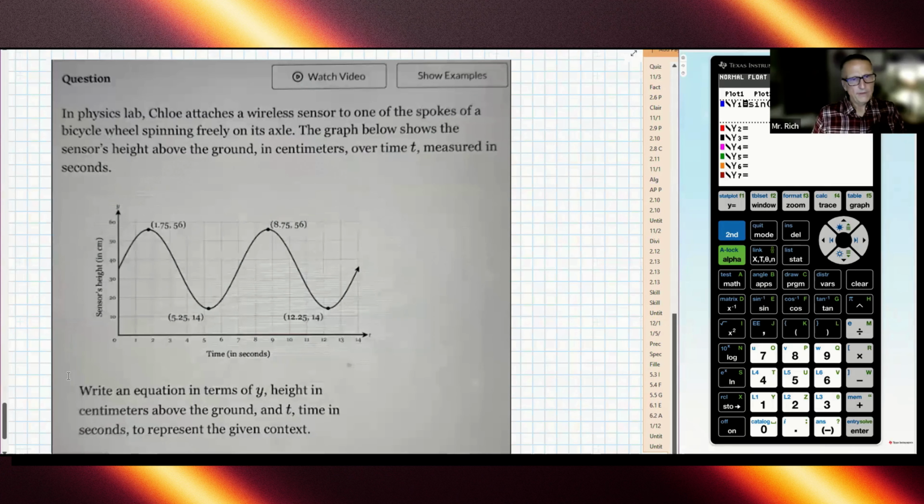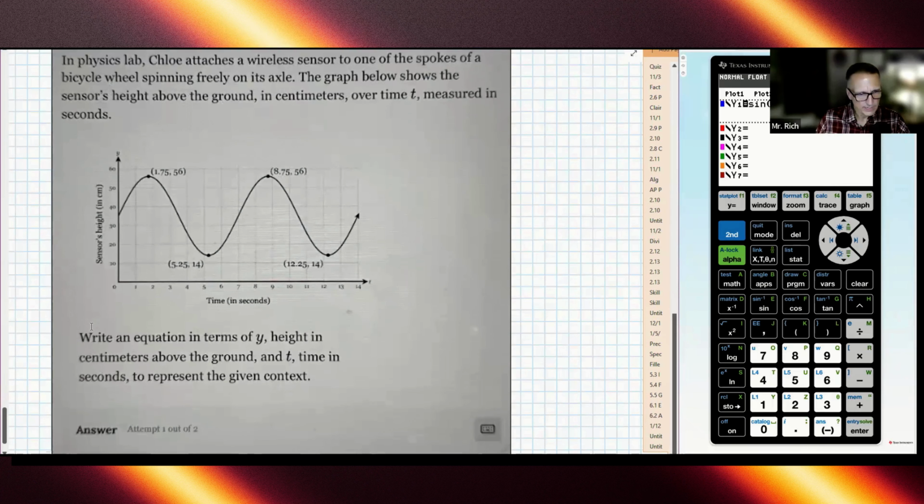If you're in the mid parts of unit 3 in pre-calc, you're graphing trig functions. So Chloe attaches a wireless sensor to one of the spokes of a bicycle wheel spinning freely on its axle. The graph below shows the sensor's height above ground in centimeters. Write an equation of y, height in centimeters above the ground, and t, time in seconds to represent the given context. Well, I don't know how your teacher tells you to do these, but the very first thing that I want to do is find my midline.